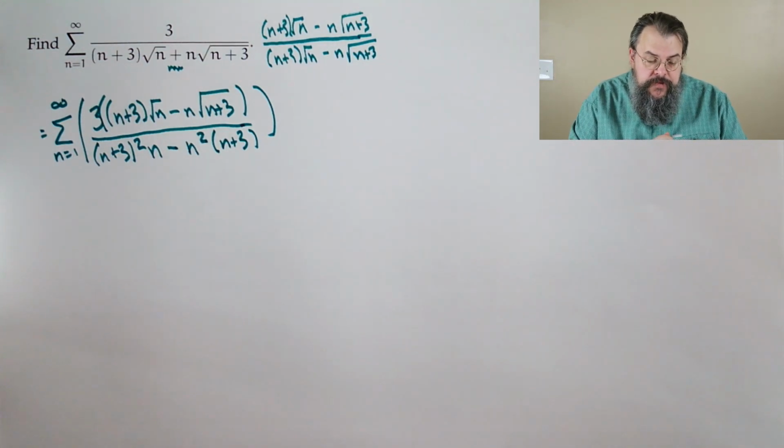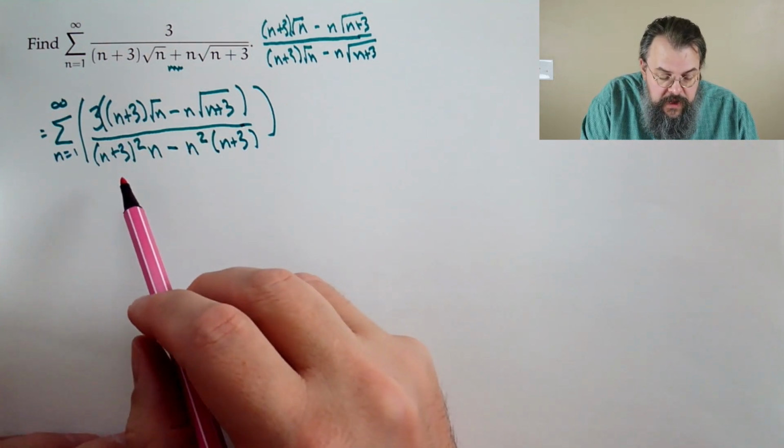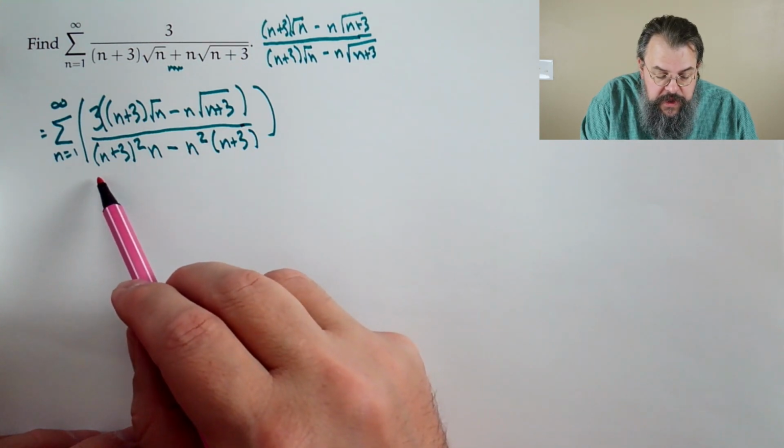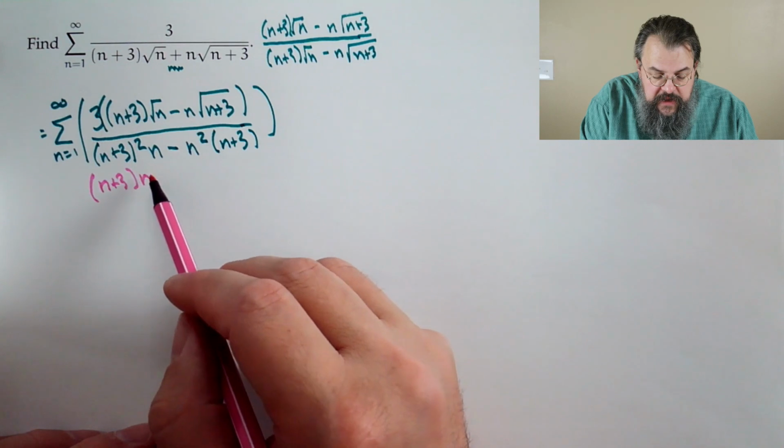Now, let's look at the denominator for a second. If we wanted to simplify, what could we do? Well, they have some common terms. So we could factor out an n plus 3 and an n, because that's common.